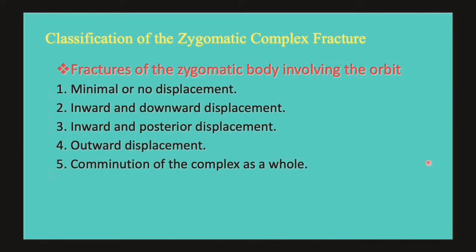Classification of the zygomatic complex fracture. It can be classified according to the involvement of the orbit or not into two categories. First one, fractures of the zygomatic body involving the orbit, which includes minimal or no displacement fractures, inward and downward displacement fractures, inward and posterior displacement fractures, outward displacement fractures, and comminution of the complex as a whole.